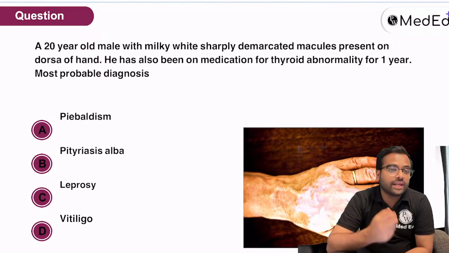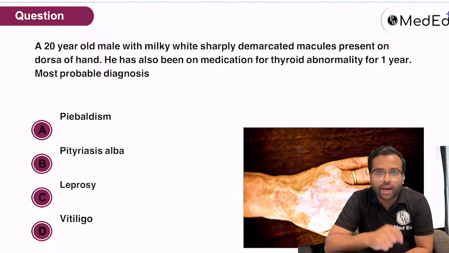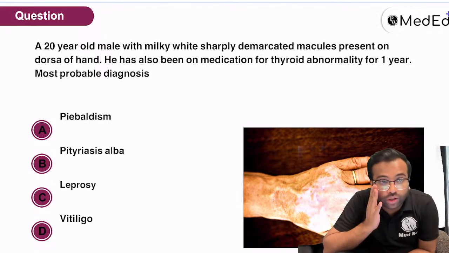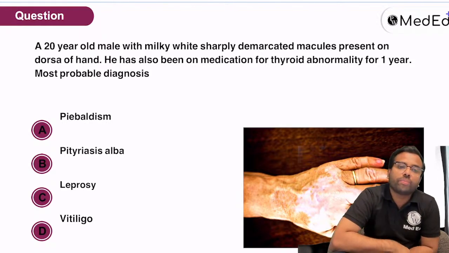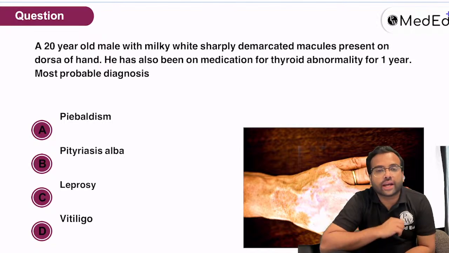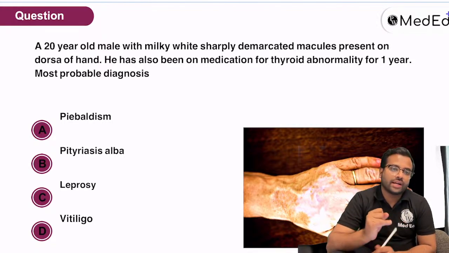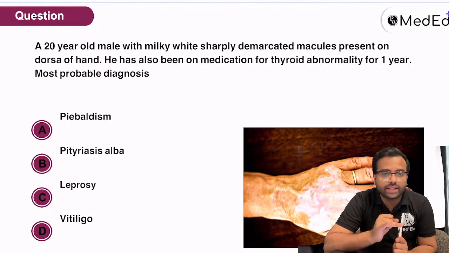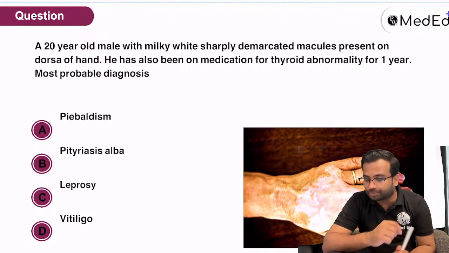A 20-year-old male with milky white, sharply demarcated macules present on the dorsa of the hands. And he has also been on a medication for a thyroid abnormality for 1 year. What's the diagnosis? Is it piebaldism? Is it pityriasis alba? Is it leprosy or is it vitiligo? I'm zooming the image for you.